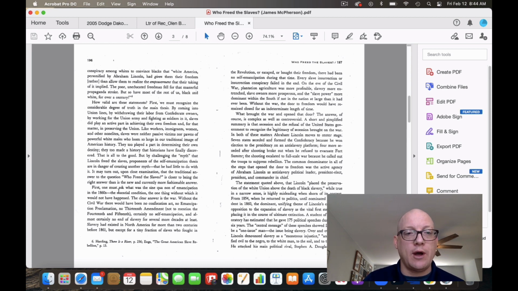So how does he go into it? Well, let's look at the next paragraph. He says, first, we must ask what was the sine qua non of emancipation in the 1860s. Sine qua non is a Latin term that just means the essential ingredient, the thing that must be there, right, for something to happen. So what was an essential of emancipation? A thing that without which emancipation could not have occurred. Okay, and he says the essential condition, the one thing without which it could not have happened, was the war.